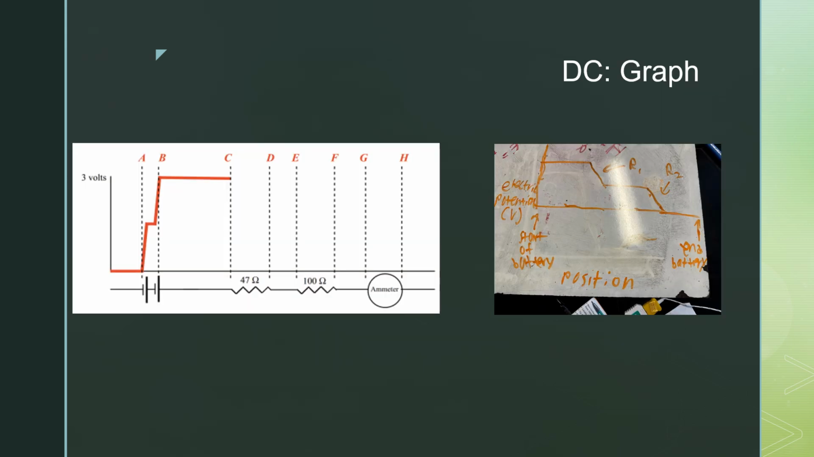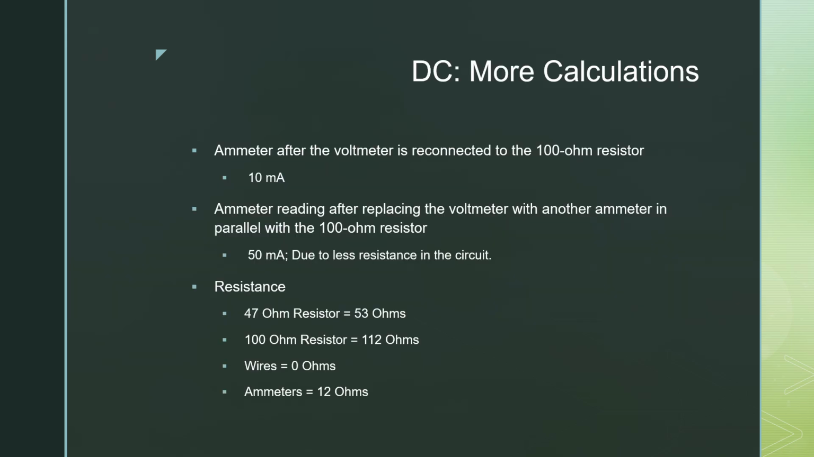Here's the rest of our graph, which shows a steady yet not uniform decrease in voltage as resistance increases. Reconnecting the voltmeter resulted in 10 milliamps. Replacing the voltmeter with another ammeter increased the current to 50 milliamps due to lower total resistance. The resistance values of the components were close but not the same as the expected values.